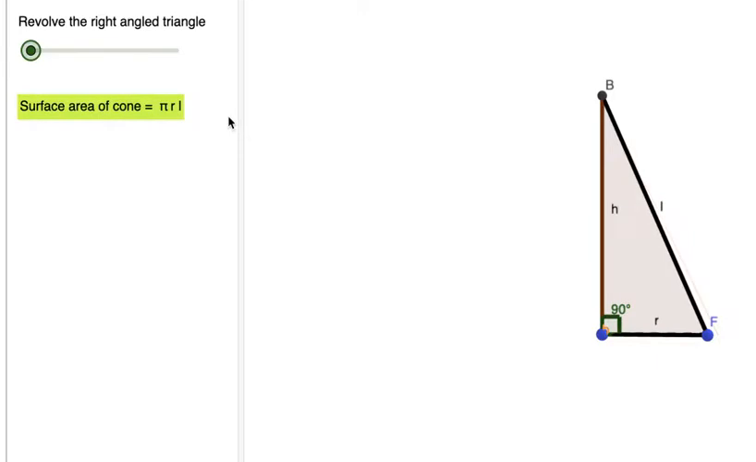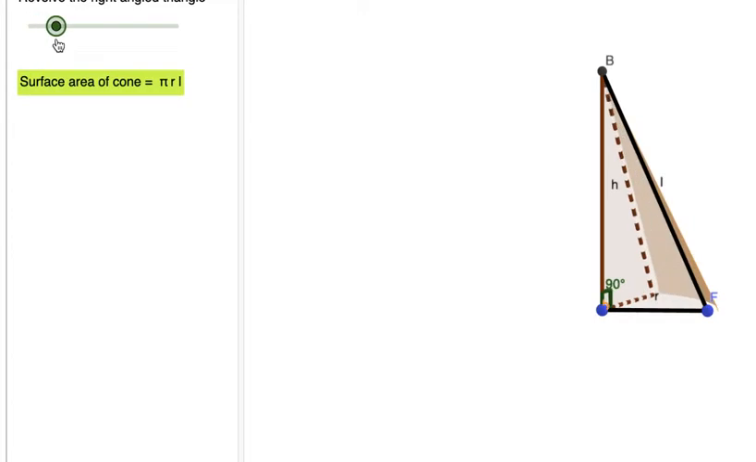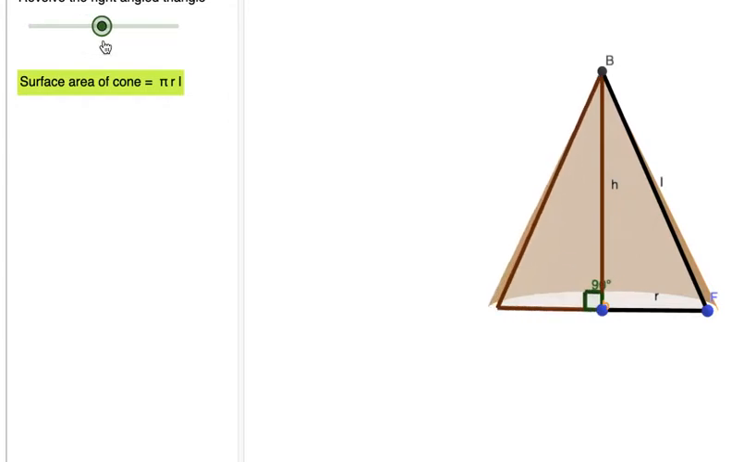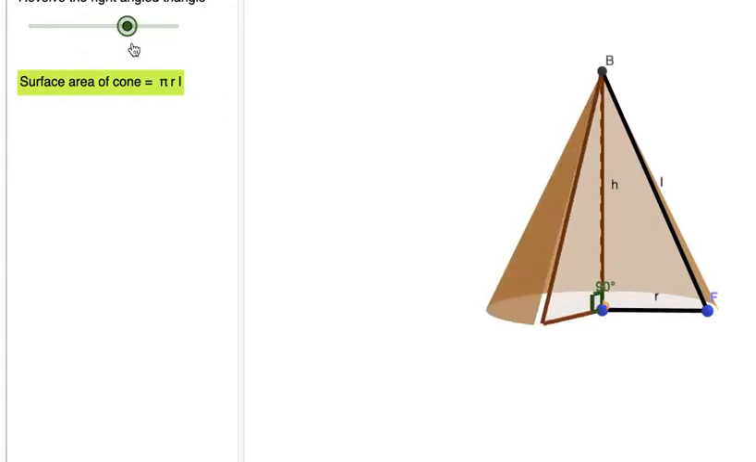So this is the triangle now, the right-angled triangle, with sides H, L and R. The L is the hypotenuse. So this is the right angle triangle. Now if you revolve this, if you rotate this right angle triangle, so looking like this, it is rotating and it is forming a cone.